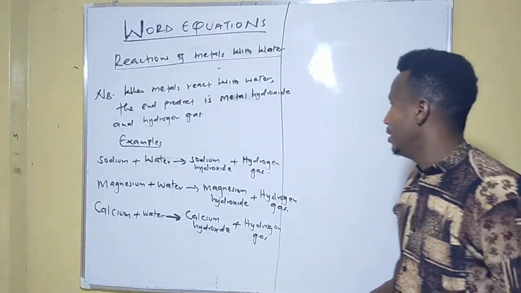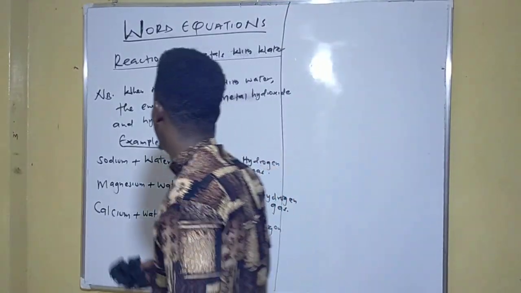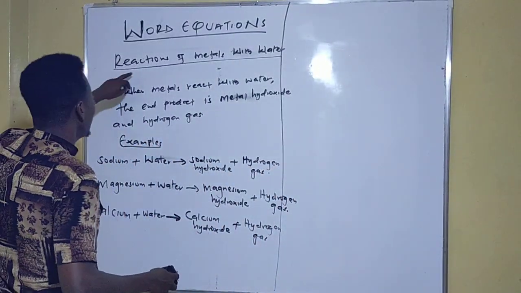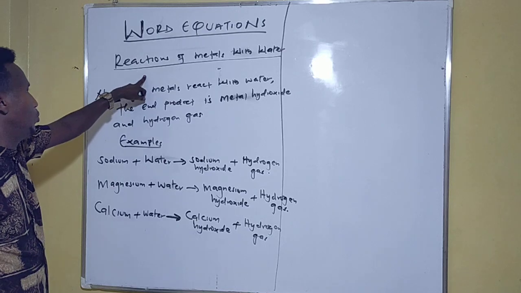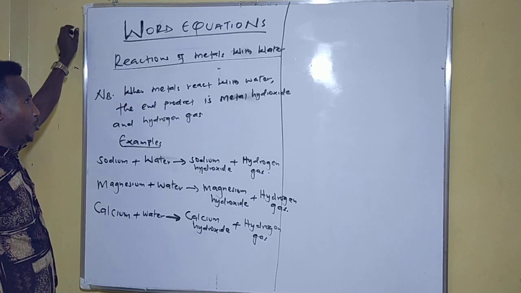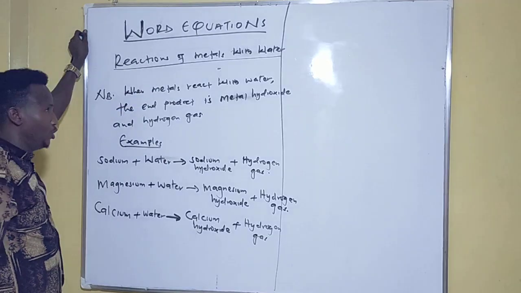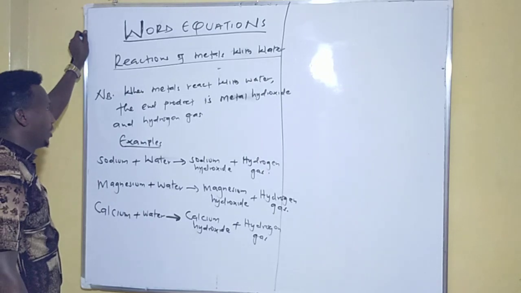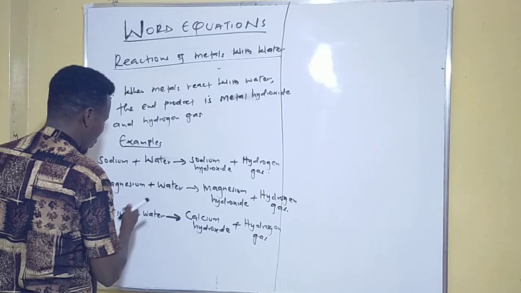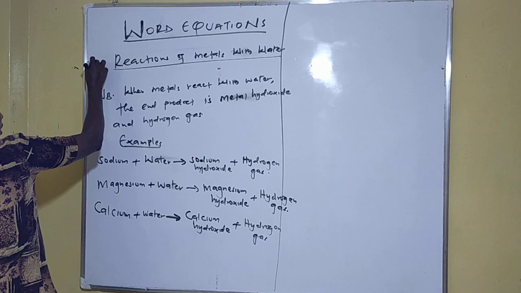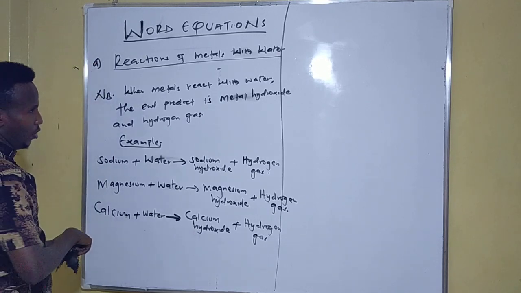Just understand that. Then remember that when metals react with water, the end product is always metal hydroxide and hydrogen gas. Okay? This is the first one, don't forget. So this is A. We will go to B now.